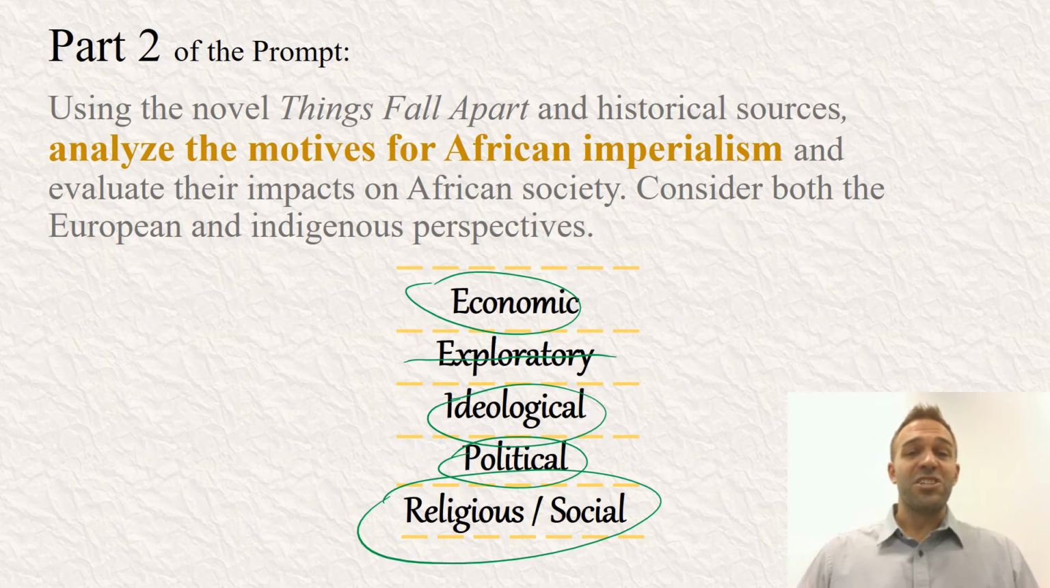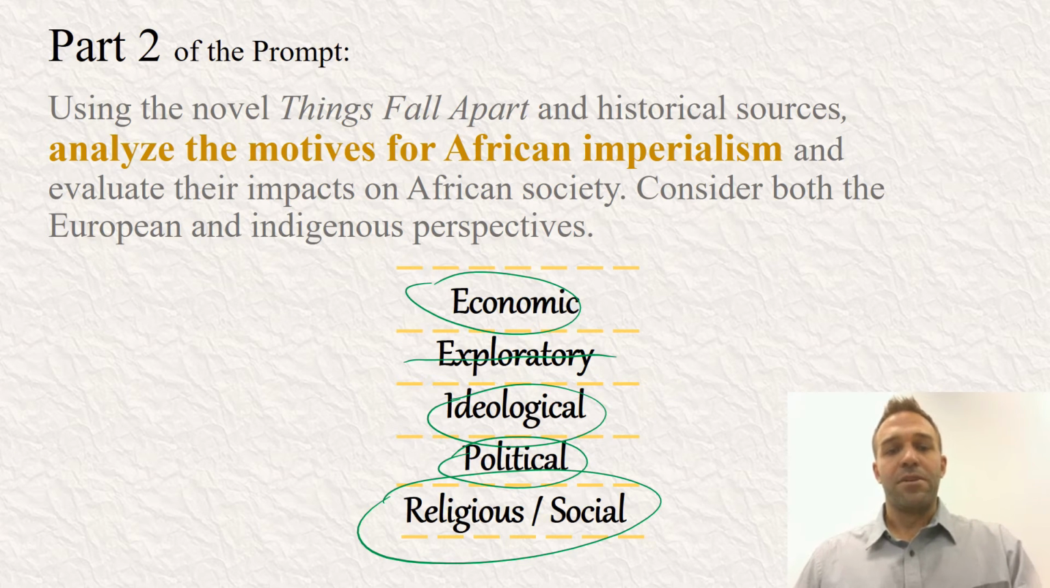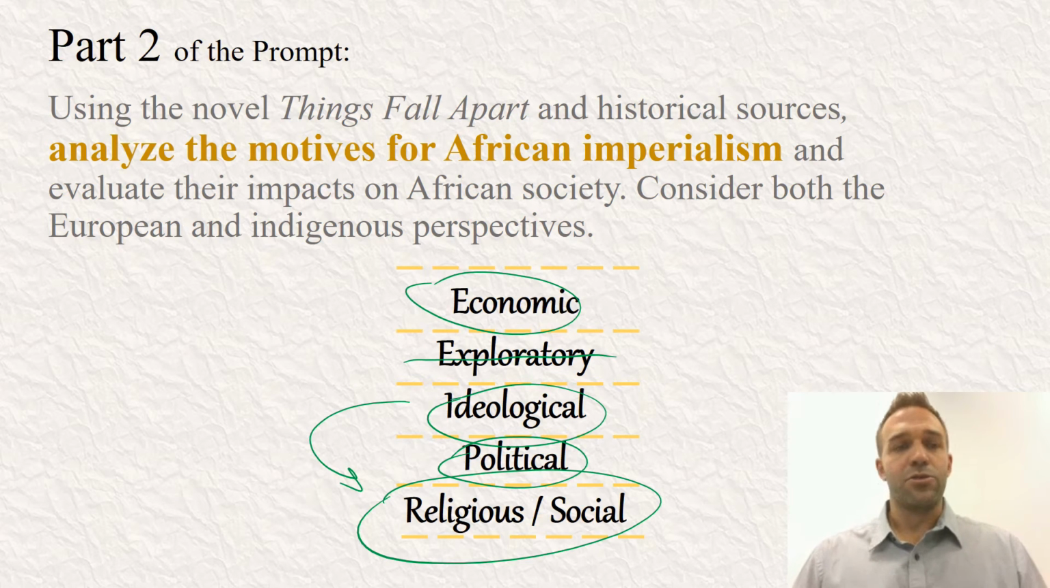Don't talk about religious and social, though, because you'll wind up saying the same thing. It'll get very redundant in your paper. Talk about religious or social, and then you can talk about economic motives or ideological motives, although oftentimes the ideological motives are motivated by religion or other social issues. So you're going to look at those motives, and you're going to try to understand why and how did those motives bring Europeans to Africa.